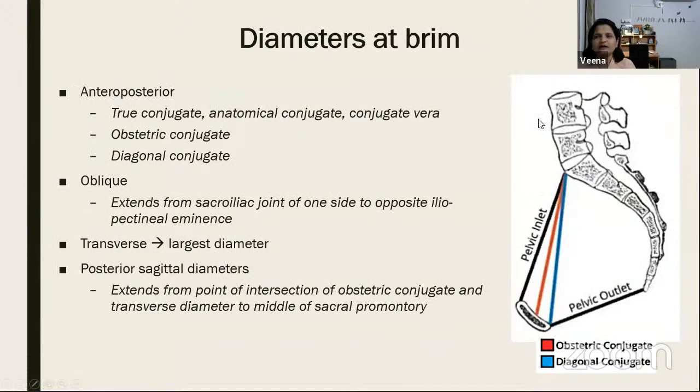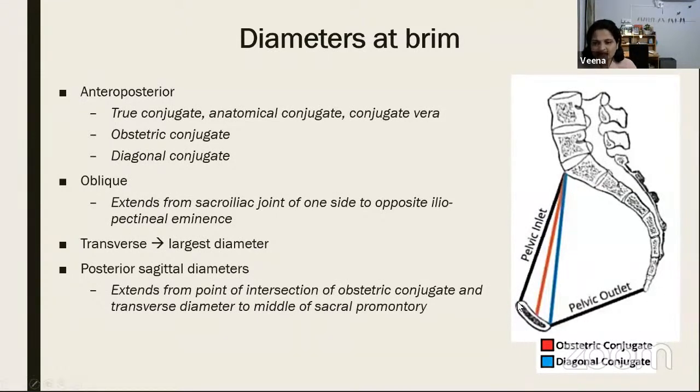But again, there are a lot of other complications. It's not that simple, because how do you know which anteroposterior diameter is important? If you just look at the brim, the way we delineated it, what's important is the upper border of the pubic symphysis to the sacral promontory, which is the anatomical inlet, the anatomical anteroposterior diameter. But that is not the one the baby has to negotiate, to be frank. It has to negotiate the obstetric conjugate, which is from the tip of the sacral promontory to the most prominent point on the posterior surface of the pubic symphysis. That is what the baby has to negotiate.